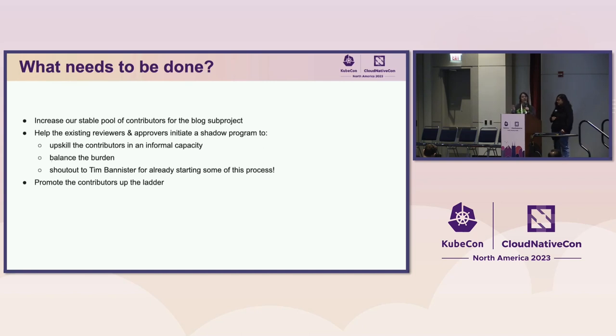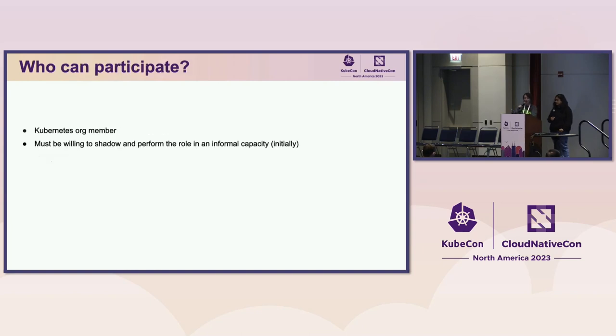And we also need help initiating a shadow program to actually get those reviewers and approvers upskilled. We want you to start this in an informal capacity. That would be great to help balance the burden, but we do want to actually formalize a shadow program for the blog so that we can get a lot more people coming in and less of the burnout of the current 4 team members that are working on it. I want to shout out to one of our tech leads, Tim Bannister, who's already starting some of this process. Big thank you to you, Tim. And hopefully we can promote the contributors up the ladder around the blog. Who can participate? Org members, once again, and you must be willing to shadow and perform the role initially in an informal capacity. Divya.